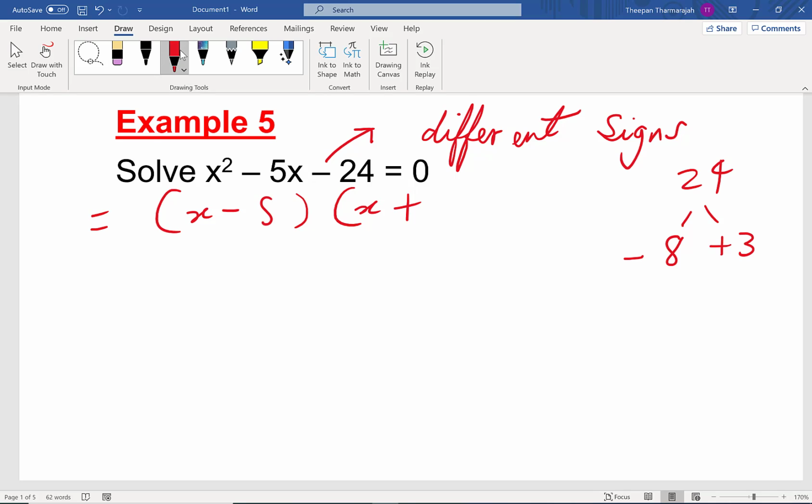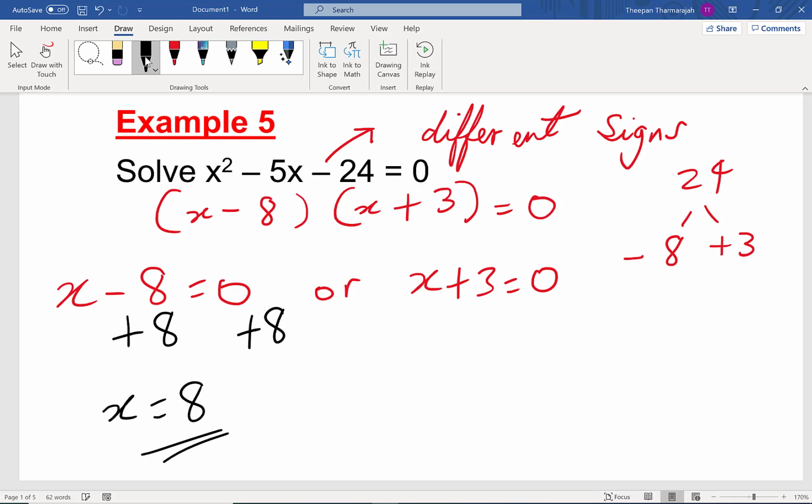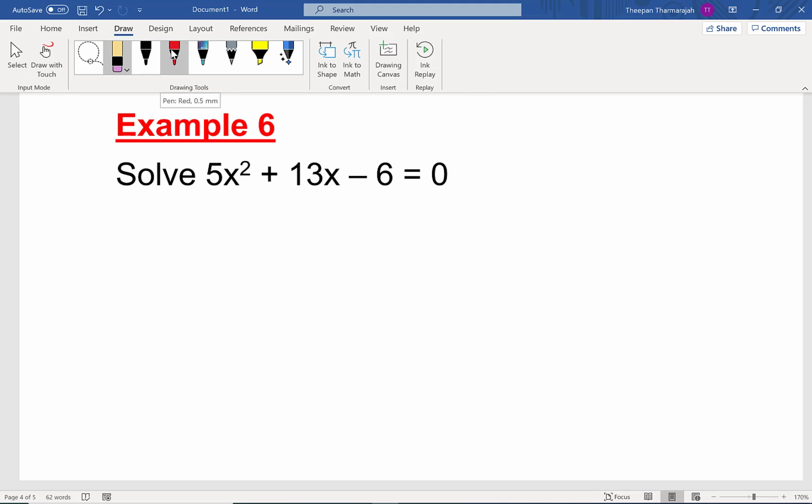So we're going to get minus 8 in this bracket, plus 3 in this bracket, and all of that is equal to 0. Then what we can do is say x minus 8 equals 0, or x plus 3 equals 0. Now we add 8 on this side, add 8 on this side, so we get x equals 8 as my first solution. Minus 3 on this side, minus 3 on this side, so we can say or x equals minus 3.